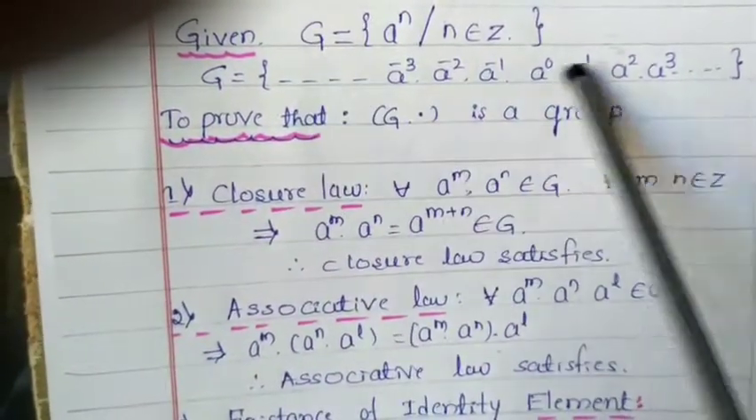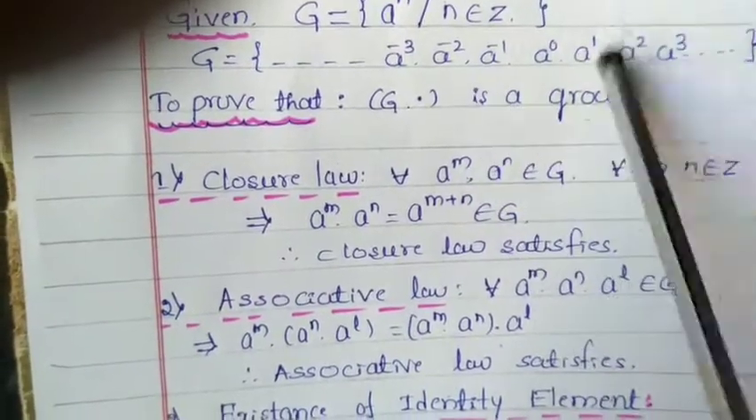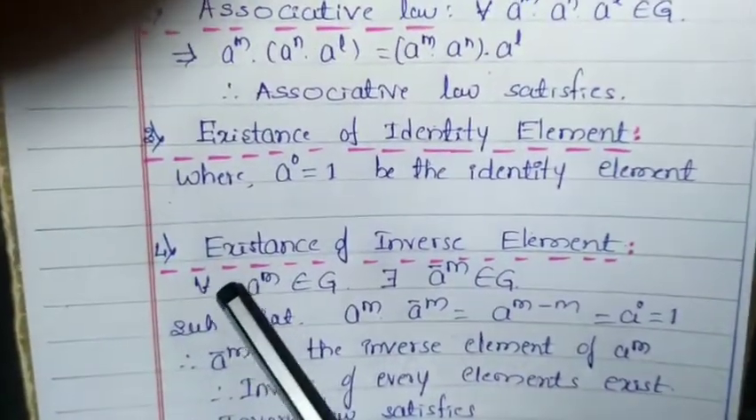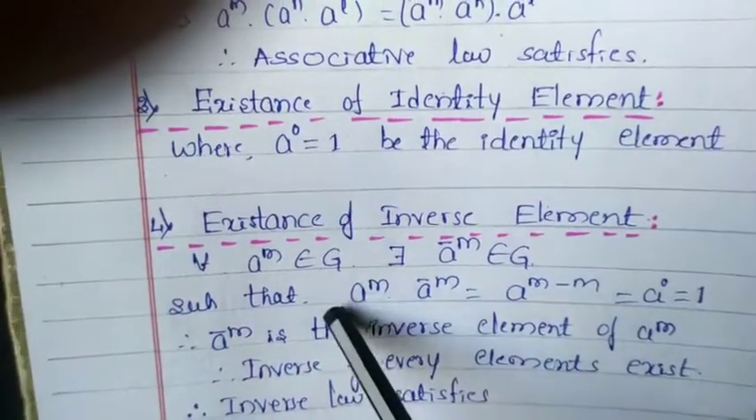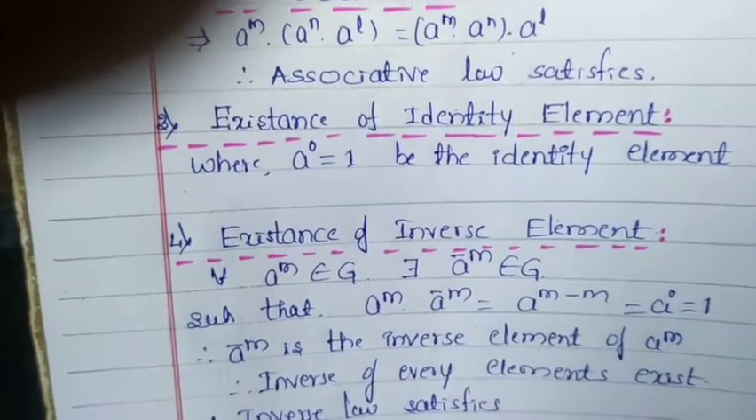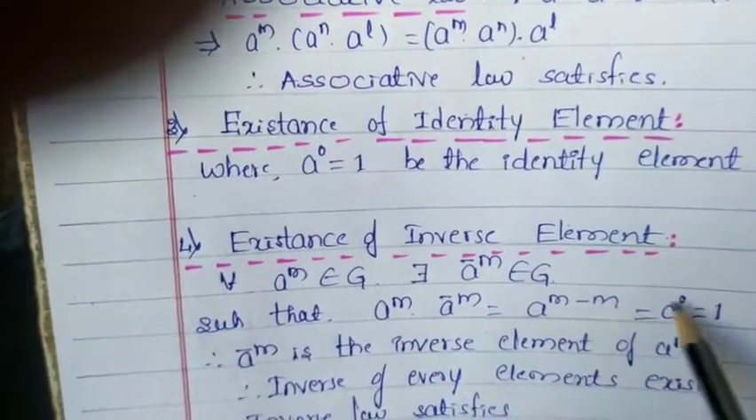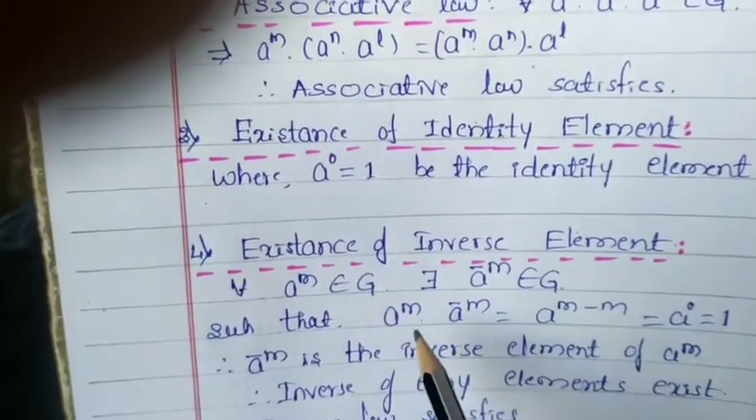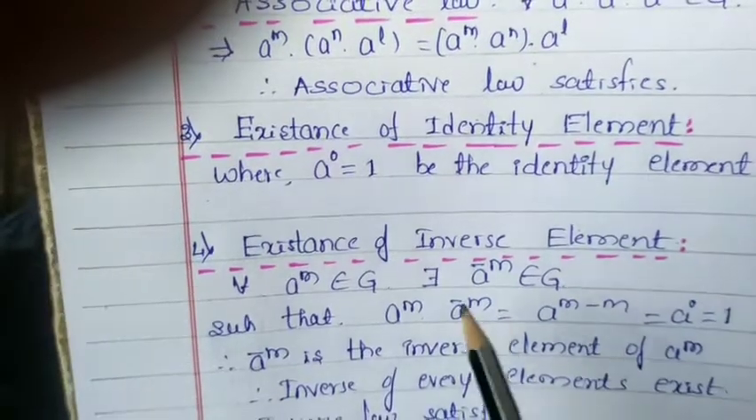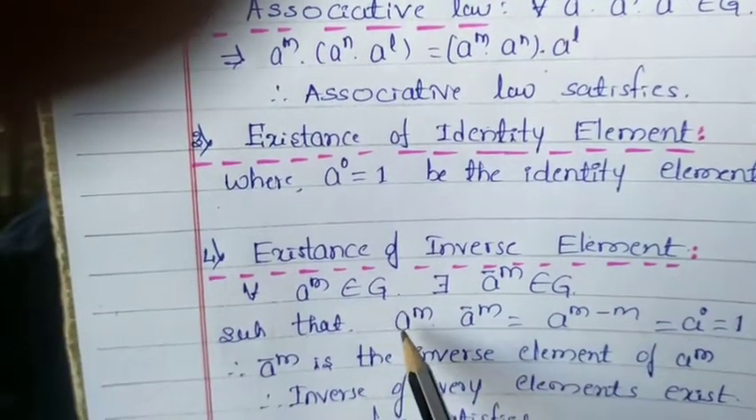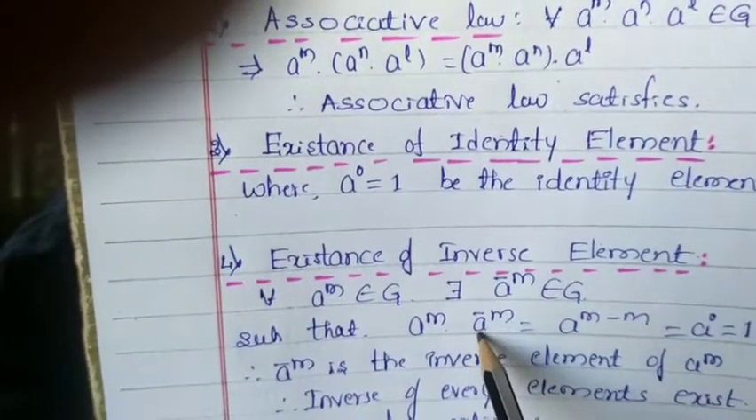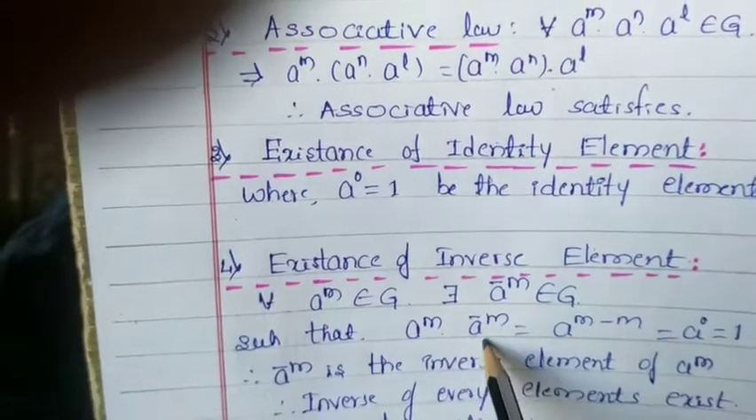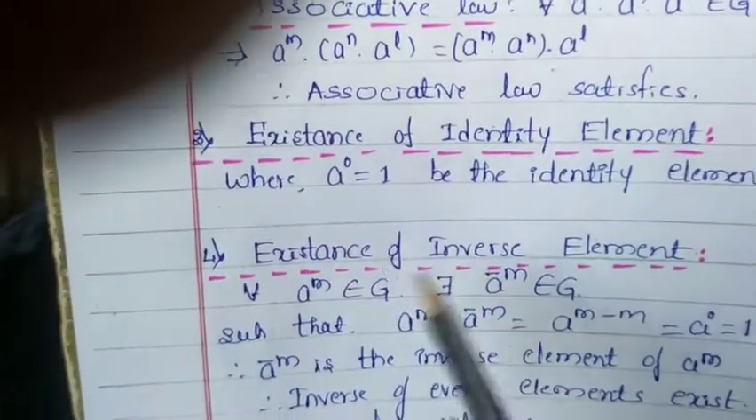The inverse element means each element in the set G has its inverse. For every a raised to m belonging to G, there necessarily exists a raised to minus m belonging to G, such that the multiplication of a raised to m into a raised to minus m is a raised to 0, which is equal to 1. That means the multiplication of these two is equal to the identity element, so these elements are inverses of each other. The inverse of a raised to m is a raised to minus m, and vice versa, a raised to minus m is the inverse of a raised to m. Like that, every element has an inverse.